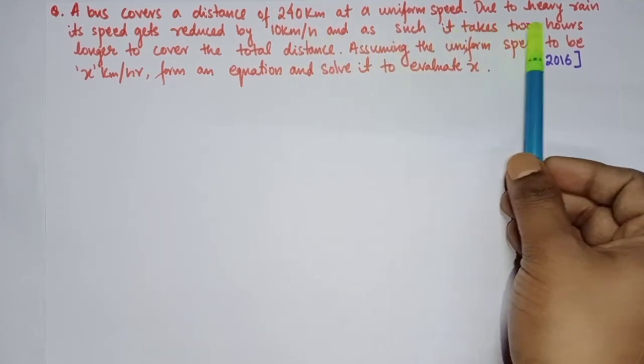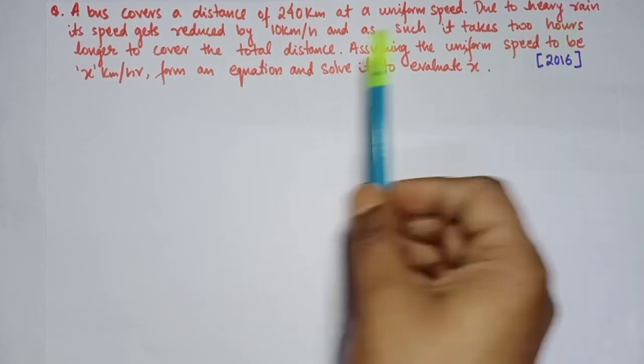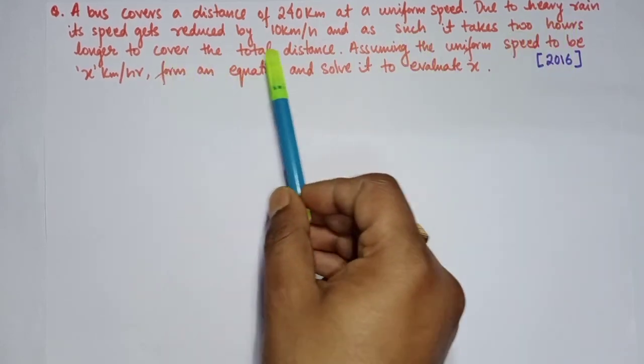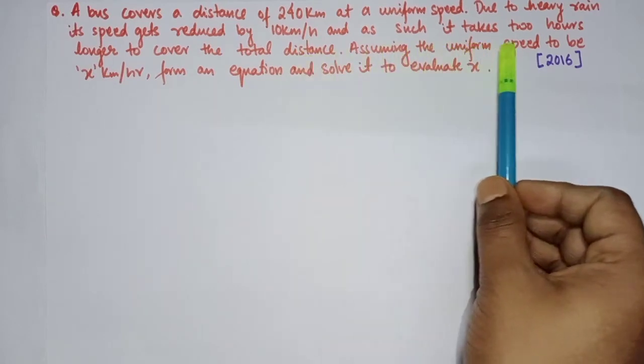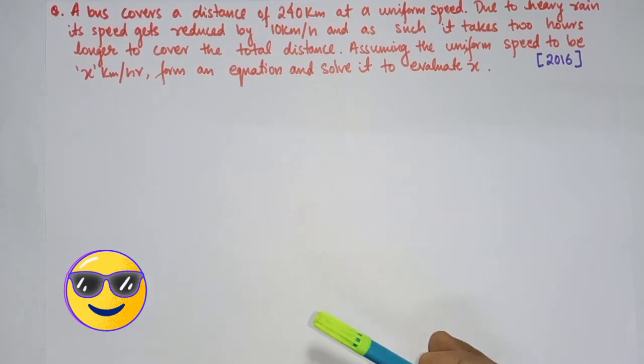As such, it takes 2 hours longer. Obviously, the speed will decrease, which means it will take a longer time. So 2 hours has been added to cover the total distance. Assuming the uniform speed to be x km per hour, form an equation and solve it for x.